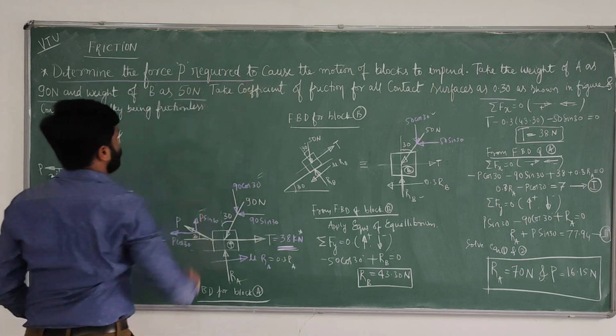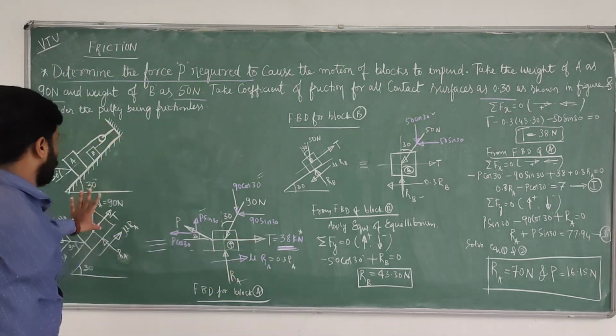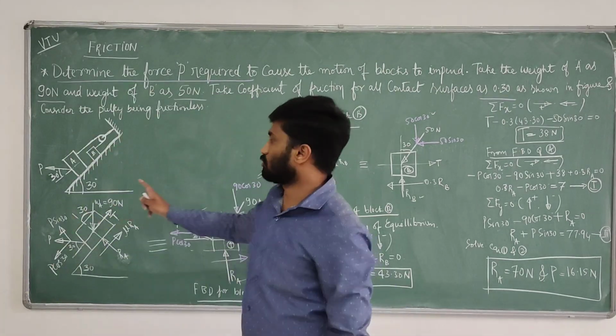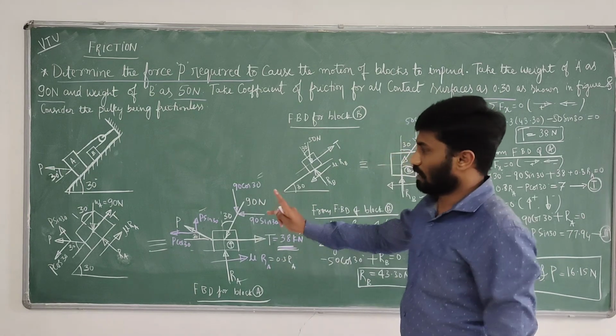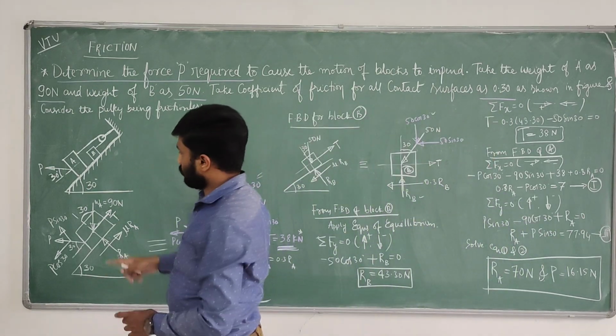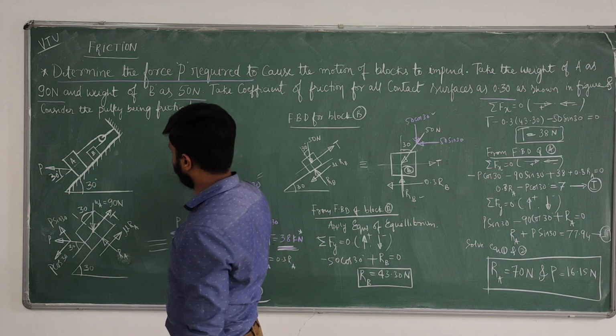This is a very important problem and a very simple problem: determination of the P value for an inclined surface using block friction. The given friction is block friction. So once again I will explain. First write the free body diagram. When you are writing the free body diagram of A, first use the concept of angle of repose.